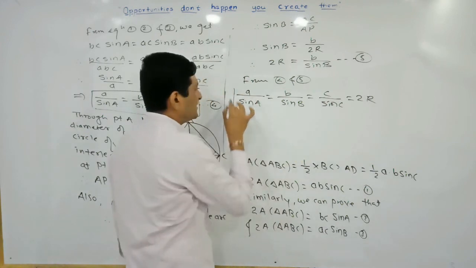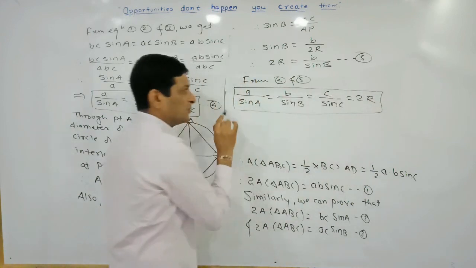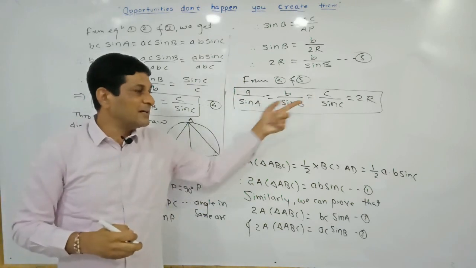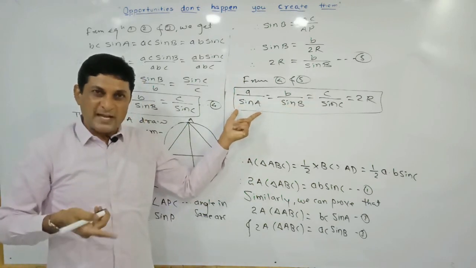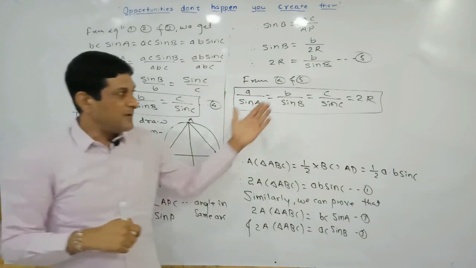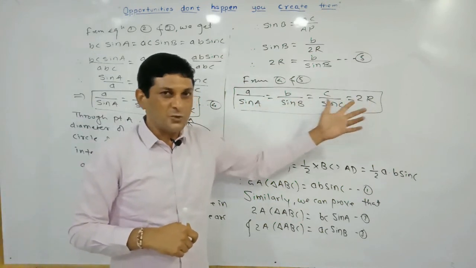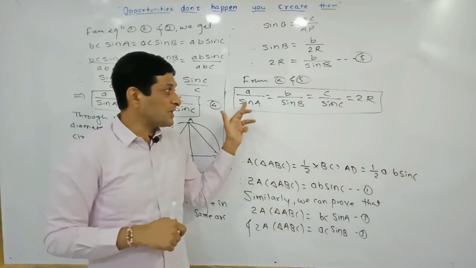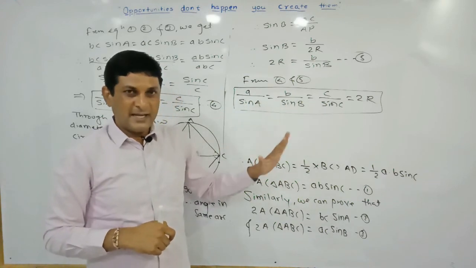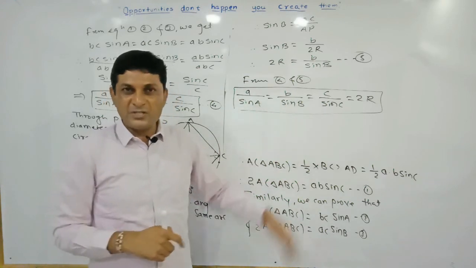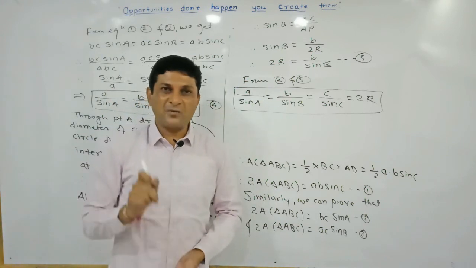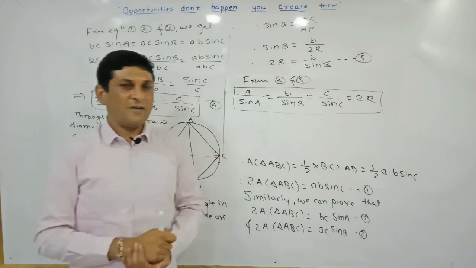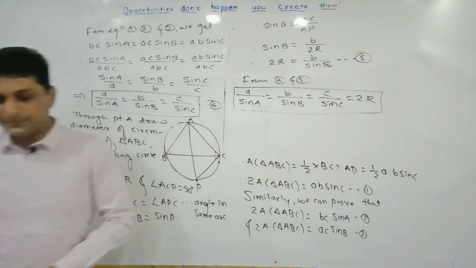2R. And this is the result which we have to prove here, that the ratio of sides of the triangle are proportional to sine of its opposite angle, and the value of this ratio is equal to 2R. Here what we have proved: sides of the triangle are proportional to sine of their opposite angle, and the value of this ratio will be equal to twice R, where R is nothing but the radius of the circumcircle of triangle ABC.